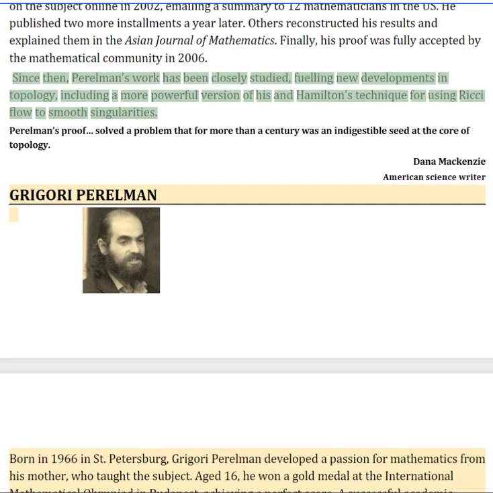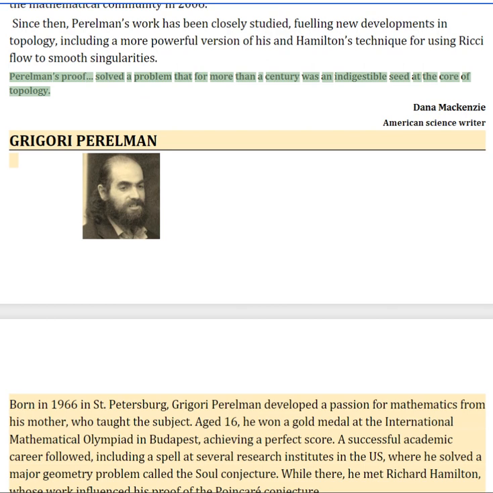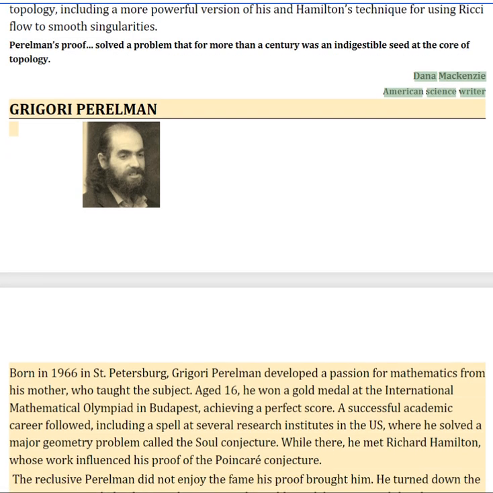Since then, Perelman's work has been closely studied, fueling new developments in topology, including a more powerful version of his and Hamilton's technique for using Ricci flow to smooth singularities. "Perelman's proof solved a problem that for more than a century was an indigestible seed at the core of topology." Dana Mackenzie, American science writer.